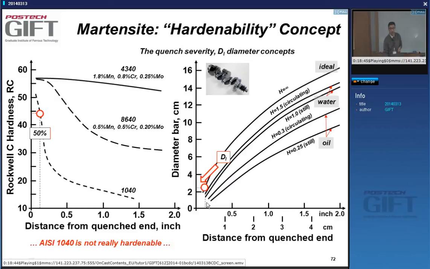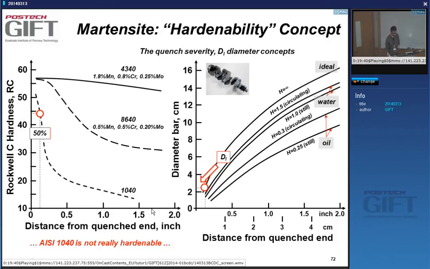So you can imagine if I cool with oil, I will not be able to achieve any hardening of, for instance, a part like a crankshaft, because the diameter of the bar is too small. So this diameter that we find here with ideal cooling is called DI, and it's a very important parameter for engineering steels, the ideal diameter. The ideal diameter is the diameter where you will get 50% of martensite in the center of the bar if you do an ideal quench. And the ideal quench is when the surface of the metal is at the same temperature as the coolant.